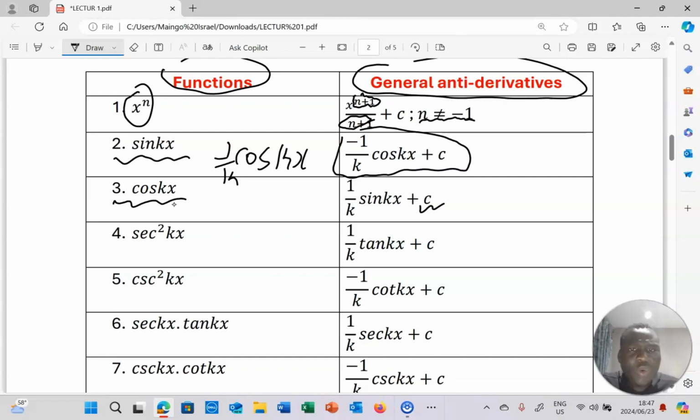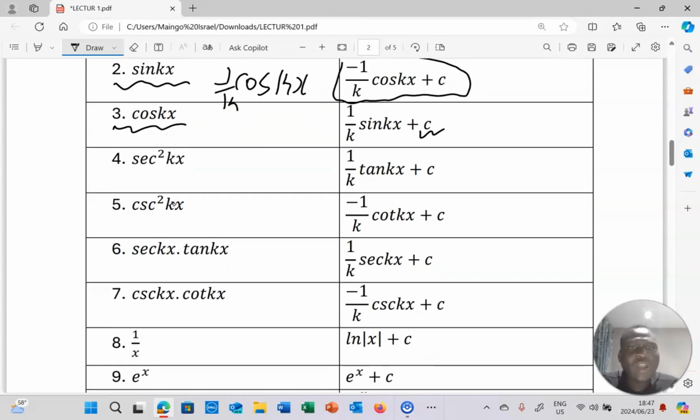So we also have sec squared kx. We ask ourselves again, what do we differentiate to get sec squared x? Obviously it's tan of something. So that's why we have tan kx. Because we'll be making use of the chain rule, we must have the reciprocal of that k, which is 1 over k tan kx plus a constant c.